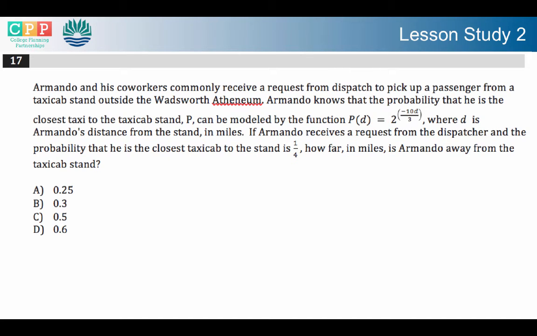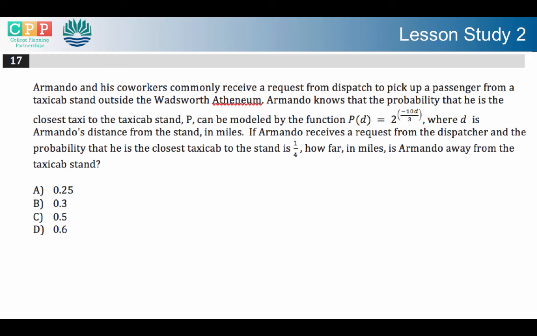For 17, they are asking, again, with an exponential model, that dispatch wants them to pick up passengers from the Wadsworth, and he knows that the probability can be modeled by the function P of D equals 2 raised to the negative 10D divided by 3, where D is the distance in miles. So the probability is the chance of something happening, D is the miles. In general, if I'm farther away from the Wadsworth, I'm not going to have the best chance of getting the passenger. If I'm closer, I'm going to have a higher probability.